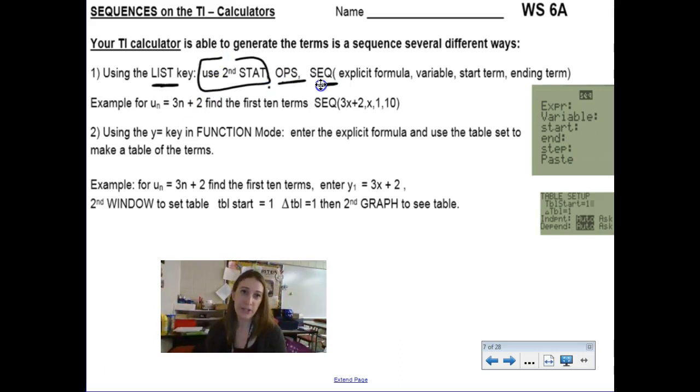All right, old school way. On a TI-84 of course, they want you to go to the list key, which is second stat, right? Yep, so second stat, go over to options, and then choose sequential. Now, on my newer calculators, they're going to actually give you things to type in specifically. If you are using an older calculator, you're going to need to follow this order with the commas.